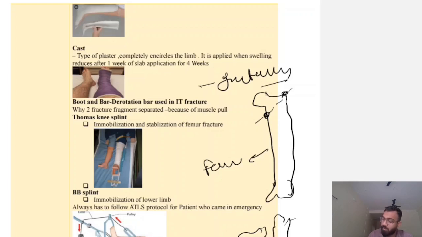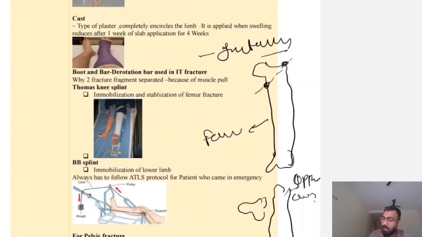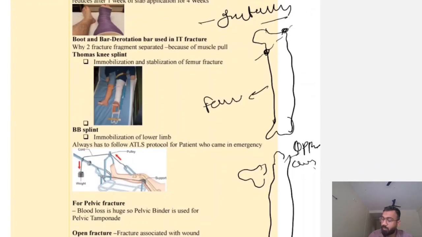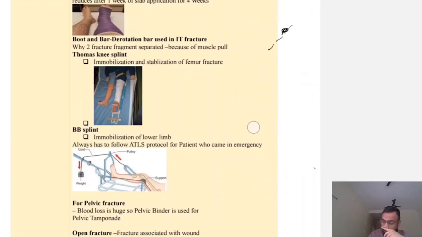This is the fracture fragment and it goes upside. So it causes pain to the patient. So we will apply a derotation bar here. Because of the derotation bar, the limb will not rotate, so the patient will have relief in pain. Okay. So that's why we will apply boot and bar for intertrochanteric fracture.